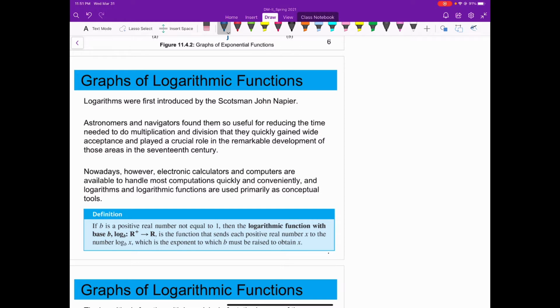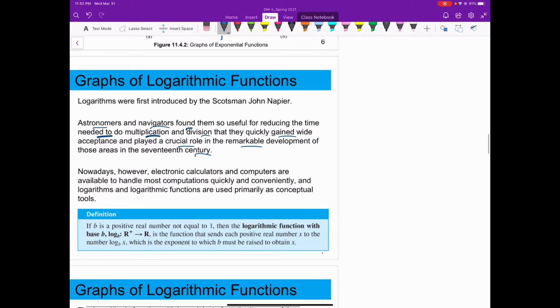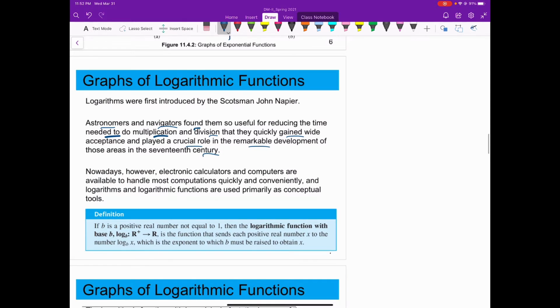Logarithms were first introduced by Scotsman John Napier. Astronomers and navigators found them so useful for reducing the time needed to do multiplication and division that they quickly gained wide acceptance and played a crucial role in the remarkable development of those areas in the 17th century. All right, so I don't know whether you remember this. In olden days, we used logarithms to simplify big numbers.